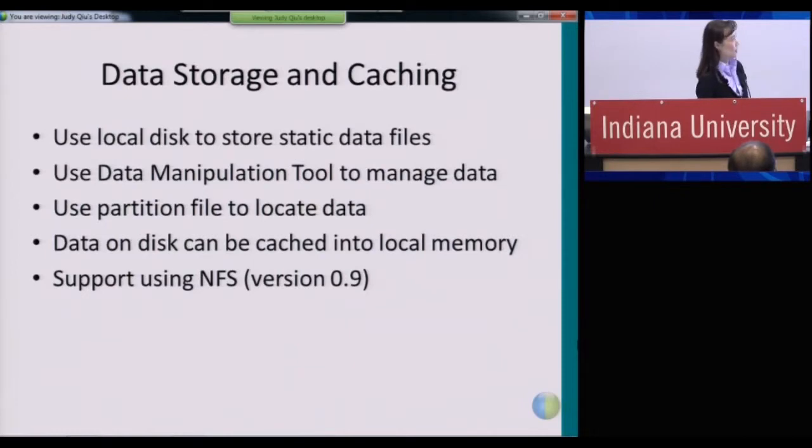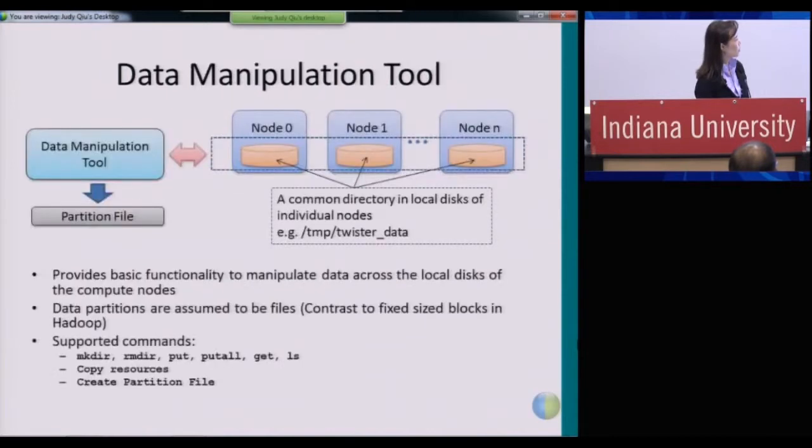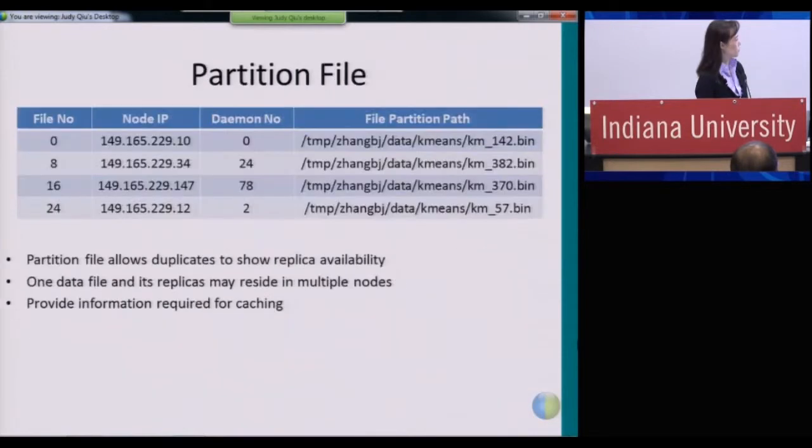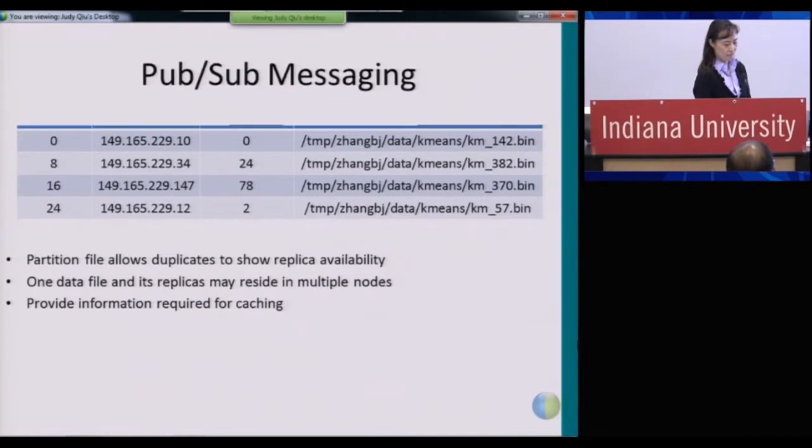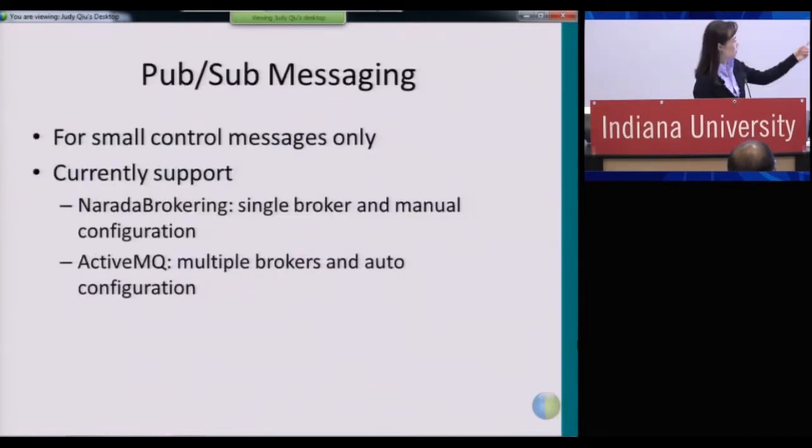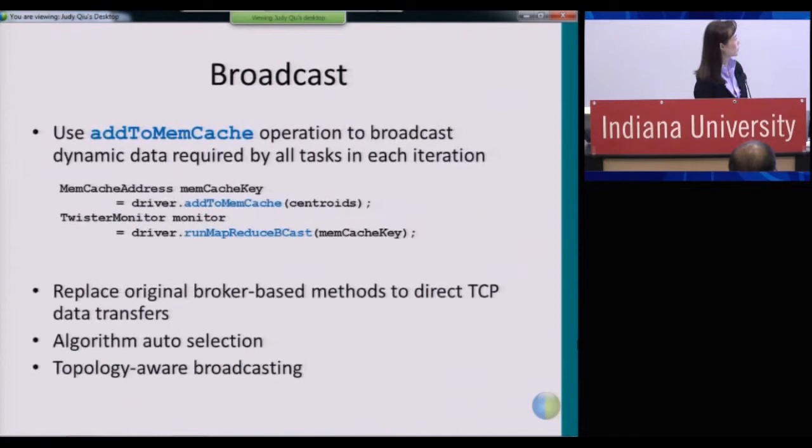We mentioned data storage and caching, so we have several levels of abstraction here. This illustrates that we provide tools that allow you, at the very beginning, to distribute data across the disks, and I will give you examples. This data is partitioned and described by a partition file, which is metadata showing on which path the chunks are stored. For PubSub messaging, we currently use ActiveMQ and NaradaBrokering. Broadcasting has a different kind of interface, and we highly optimize data transfer.